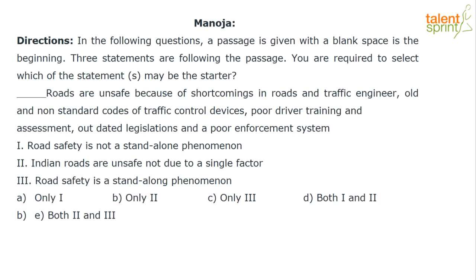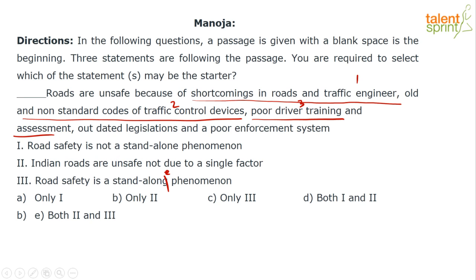Okay. I don't know if this is a typo error or this is how it is in the question, the third option. It could just be a typo error from our guys as well. I think it's a standalone. The only difference between option 1 and option 3 is option 1 says it's not a standalone, option 3 says it is a standalone. But if you look at the context, we know that there are so many factors contributing to roads being unsafe. One is shortcomings in roads and traffic engineering, old and non-standard codes of traffic control devices, poor driver training, so there's 1, 2, 3, and assessment, okay, that's 3 again. Outdated legislations, maybe 4, and a poor enforcement system, 5. So there are 5 factors here, obviously, right?